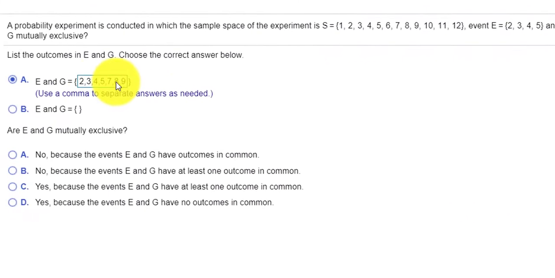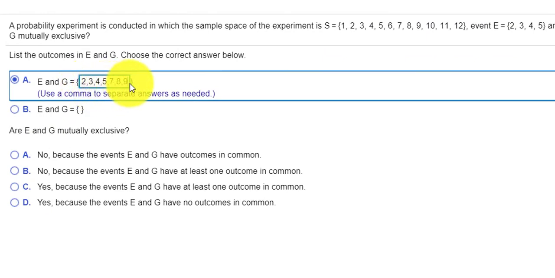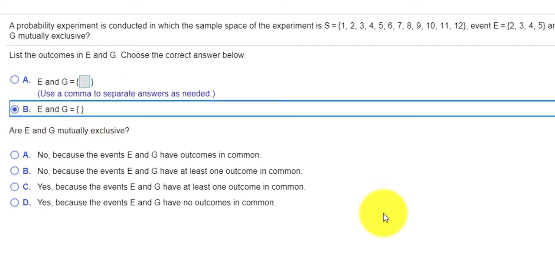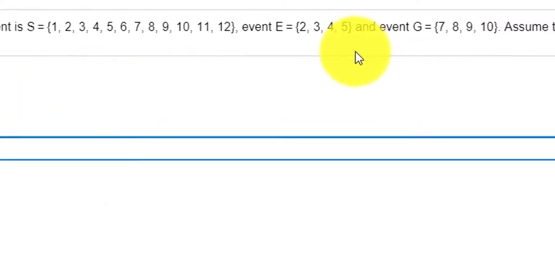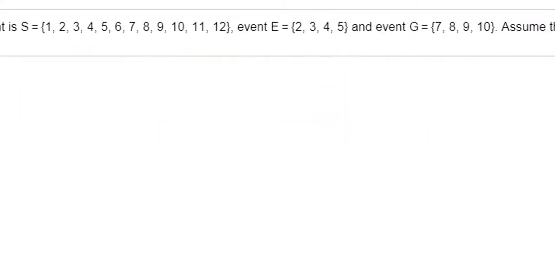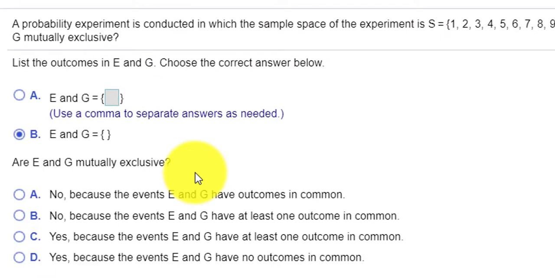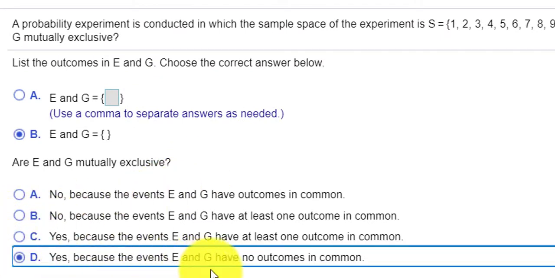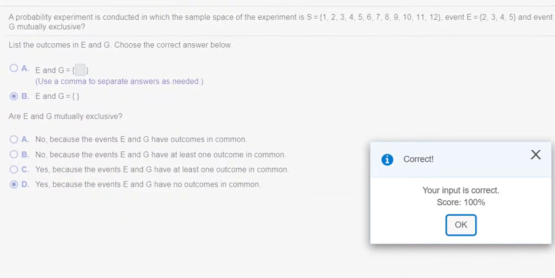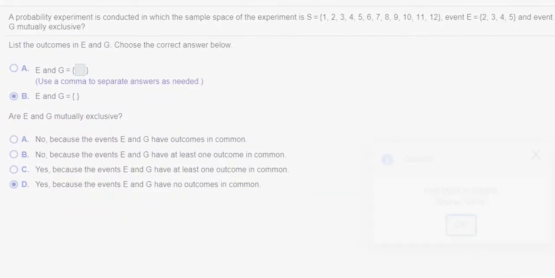I just realized I made a mistake. I did E or G. Right? E and G would be the empty set. And then are E and G mutually exclusive? I'm going to say yes, because E and G have no outcomes in common. Let's check the answer. 100% correct.